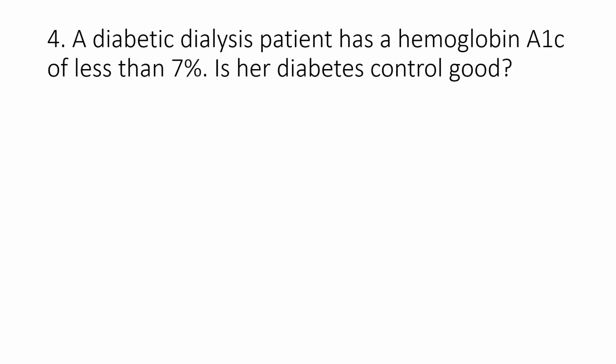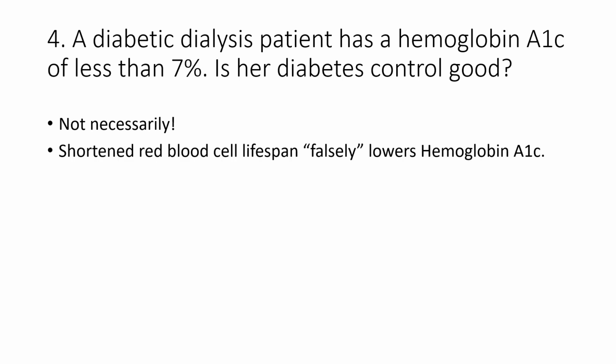Question number 4: a diabetic dialysis patient has a hemoglobin A1C of less than 7%. Is her diabetes control good? So recall that hemoglobin A1C is not a very accurate test in the estimation of average glycemic control. Because of the shortened red blood cell lifespan, it falsely lowers the percentage of red blood cells to which a sugar molecule has become attached.